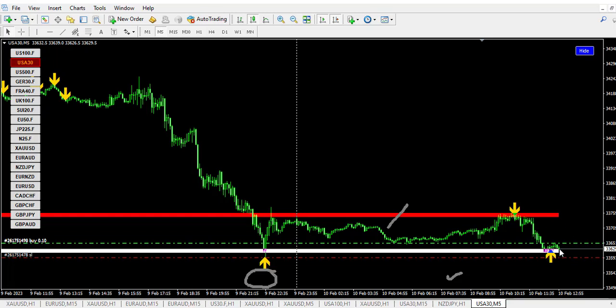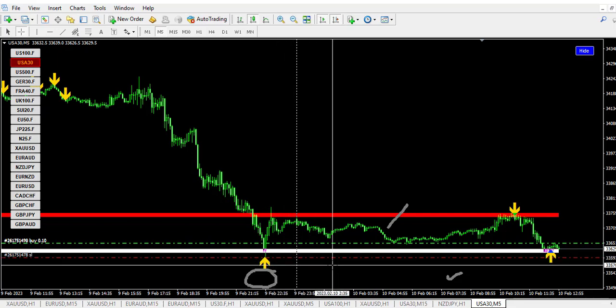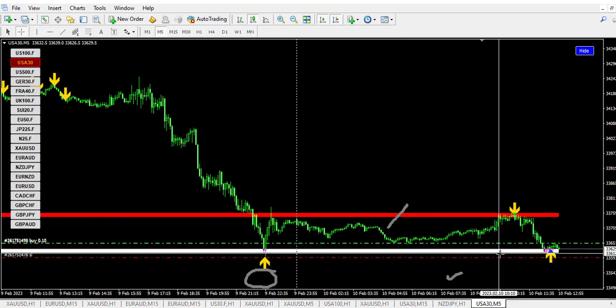I placed this particular trade because I saw this arrow at the lower support level for a buy, and my stop loss is a few pips below this particular zone. This is the previous low here, and that's why I place my stop loss below that region so that I will not be taken out of the trade. So this is how to use it.